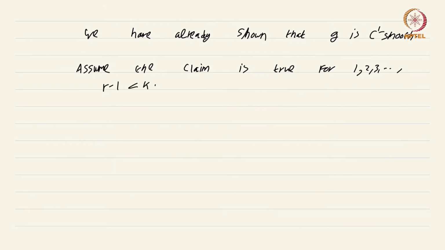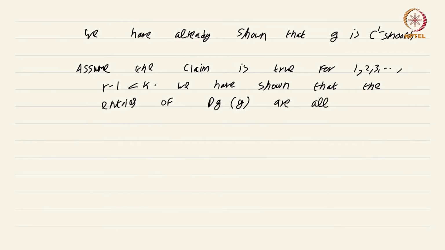Okay, that means we have shown that the entries of DG are all C r minus 1 smooth. So one correction, I have to assume that r is less than k, not r minus 1 less than k, because our hypothesis is that G is a C^k smooth mapping. So the entries of DG we have to show is C^(k minus 1).